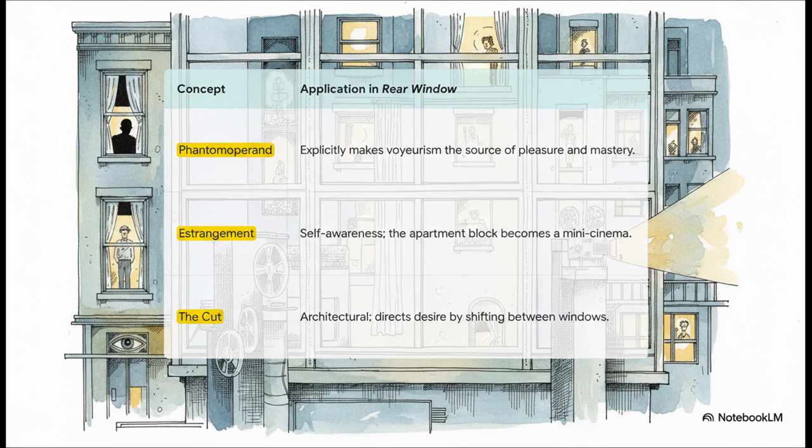Let's just quickly break this down. The phantom operand explicitly rewards voyeurism. It becomes the source of our pleasure and our feeling of control. The estrangement comes from the film's total self-awareness. We know we're watching a little movie inside the movie, which makes us totally complicit. And the cut is architectural. By limiting our view and shifting it from window to window, the film perfectly manufactures and directs our desire.